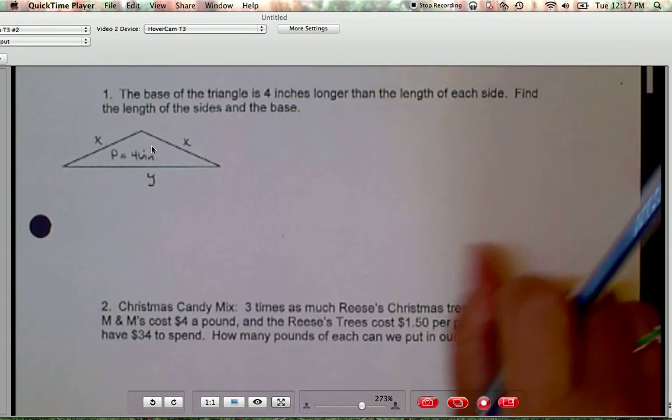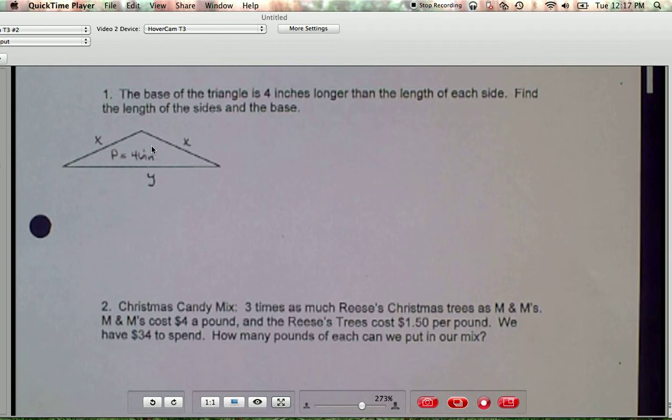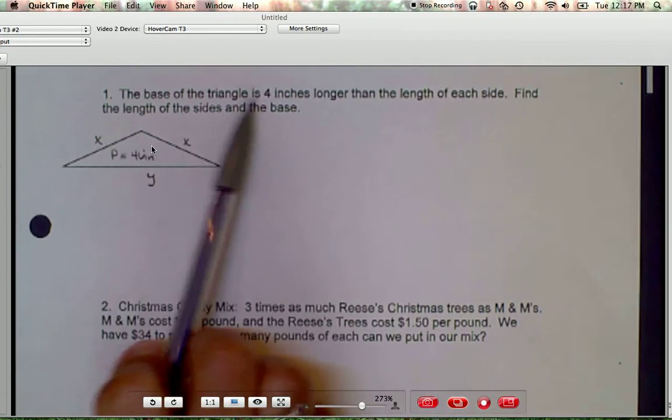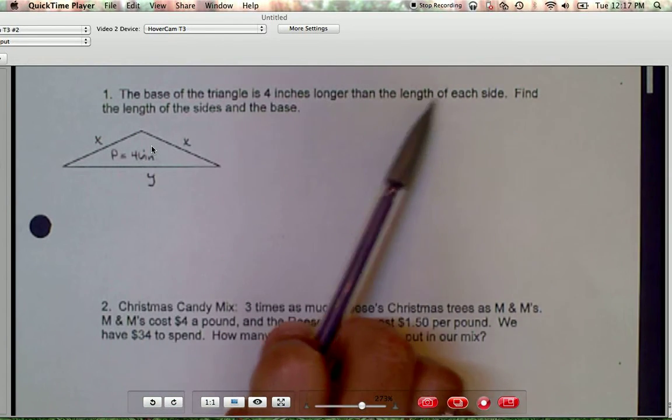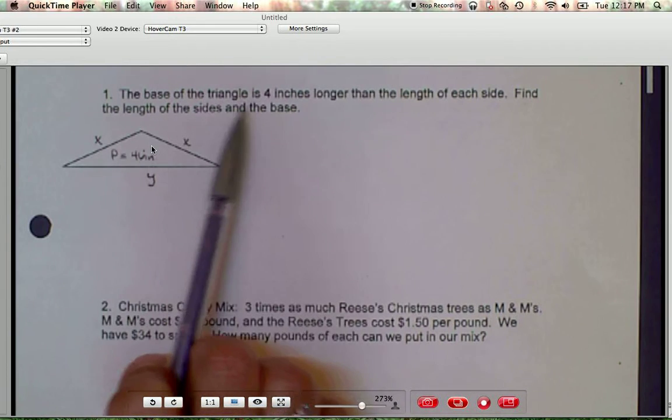Alright, now that you've finished the 5-minute check, let's look at the first word problem here. When you're translating things into words, normally it's pretty easy. There's a few times when it might be a little more challenging, but for the most part it should not be that difficult. Number 1 says the base of a triangle is 4 inches longer than the length of each side. Find the length of the sides and the base.